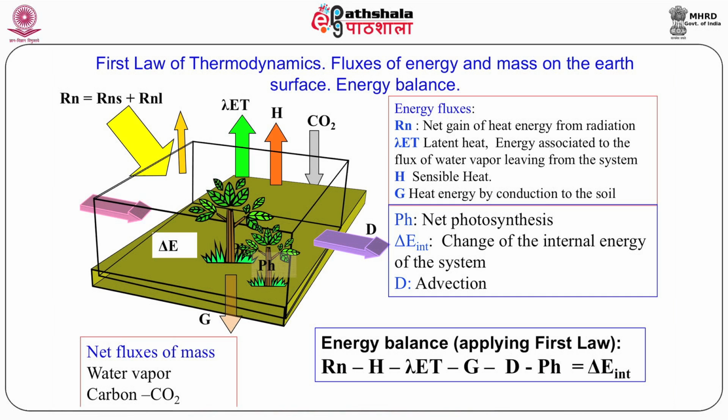D is the advection. So if you can see all types of energies, then you can apply the balance of the energy. How can you apply that? There is an energy balance. Rn equals Rns plus Rnl, and also the net flux of mass is because of the water vapor and carbon dioxide in the environment. Therefore, we can write the energy balance equation: Rn minus H minus lambda Et, that is the net gain of heat energy from radiation minus sensible heat minus latent heat, minus heat energy because of the conduction and the advection, and then net photosynthesis, gives you the change in the internal energy of the system.